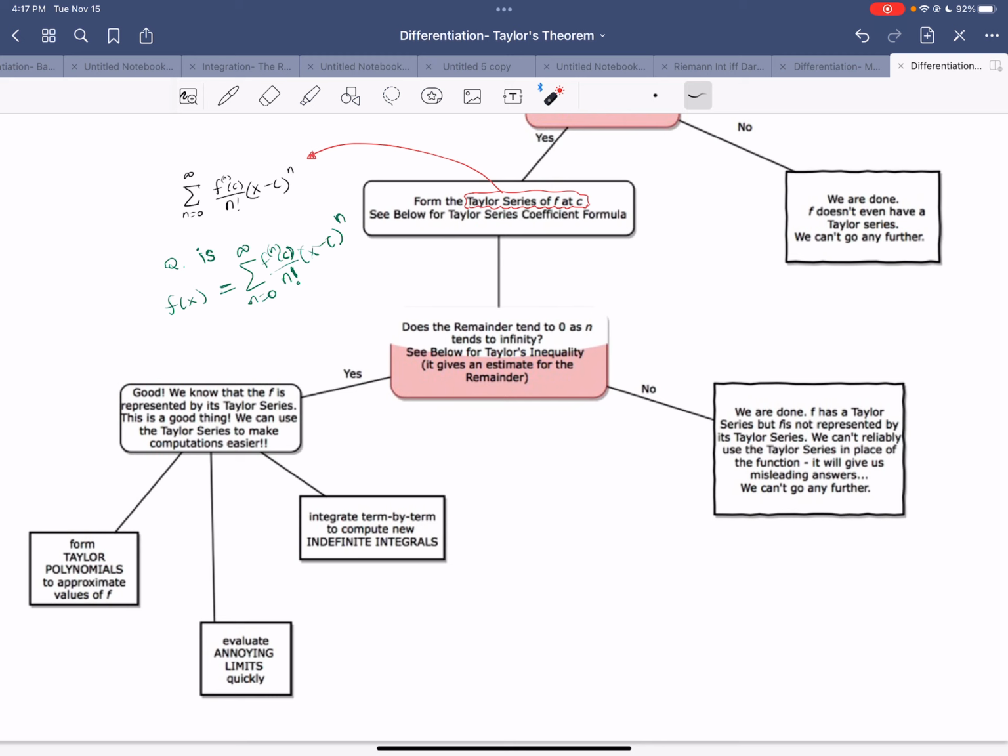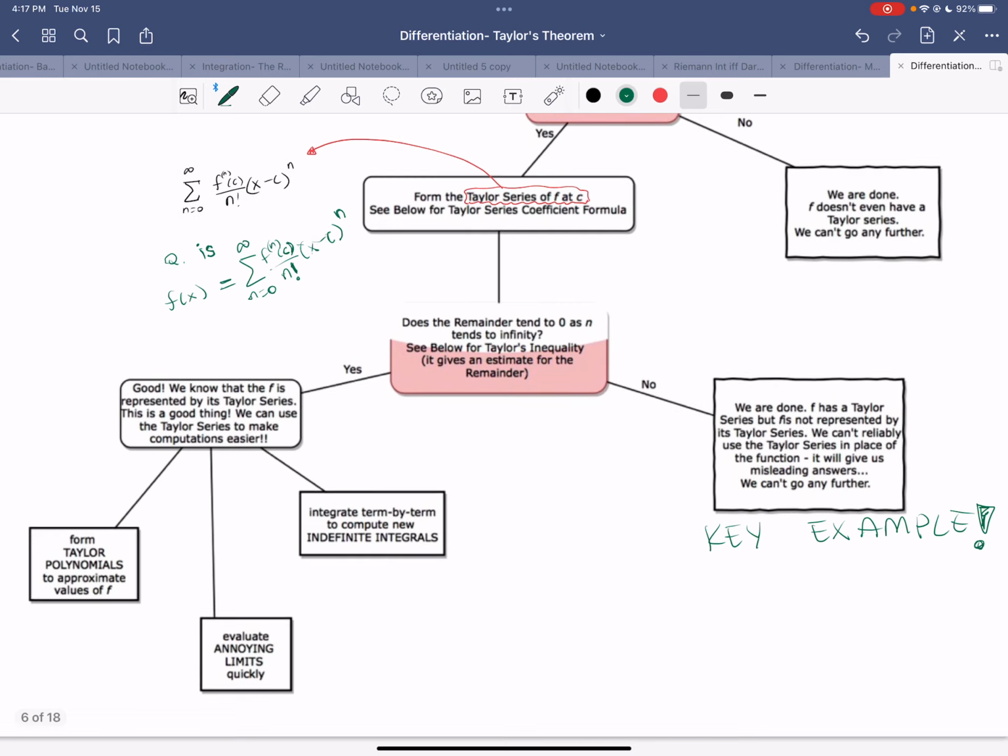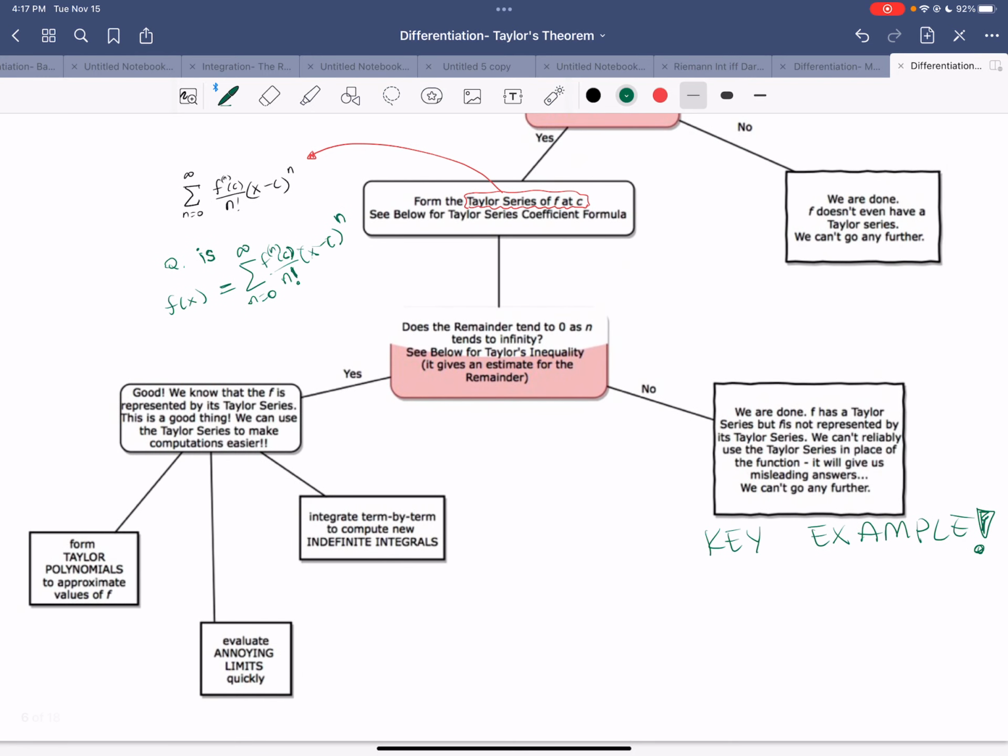A key example for this would be the bump function. I think I give you a homework problem on this. It's something like f of x is e to the minus 1 over x if x is not equal to 0, and 0 if x is equal to 0. You could compute all of the derivatives of f at 0, and they're equal to 0. So you're able to form the Taylor series, but the Taylor series is just the 0 function, whereas this function right here is not the 0 function. So your Taylor series doesn't converge to the function it's supposed to represent.